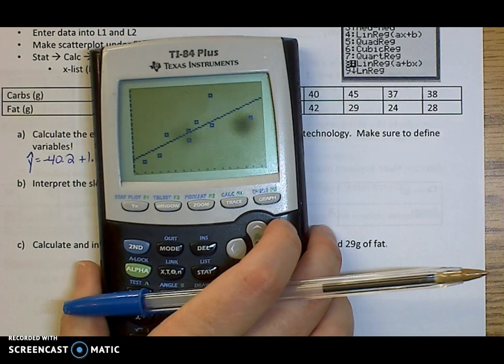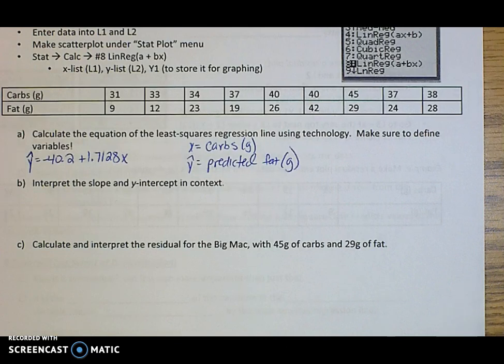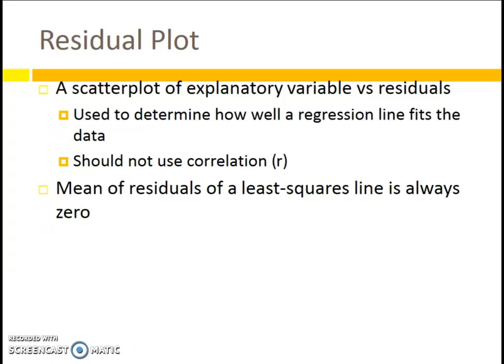Okay? So now we want to interpret slope and y-intercept in the context, as well as calculate and interpret the residual for a Big Mac with 45 grams of carbs and 29 grams of fat. All right? So what I want you to do now, do those two on your own, right? We talked about those in the last video. So take some time, interpret slope and y-intercept in the context, and then calculate and interpret the residual for this particular Big Mac.